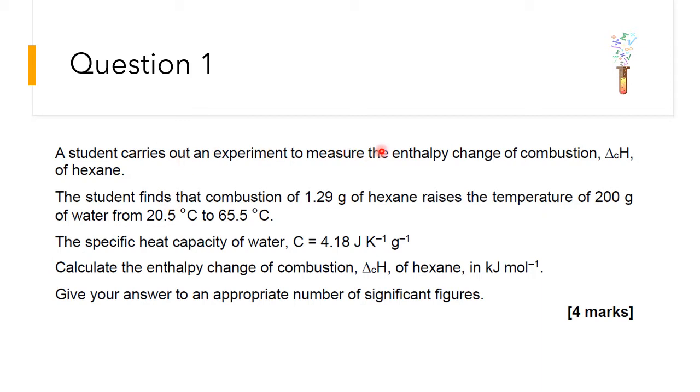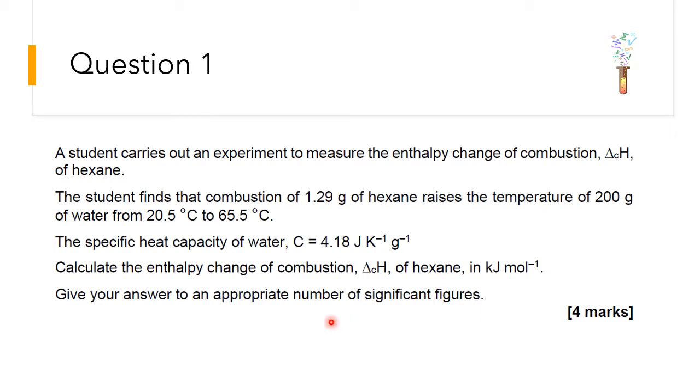So we have got a student carries out an experiment to measure the enthalpy change of combustion of hexane. So the combustion is burning hexane in oxygen. The student finds that the combustion of 1.29 grams of hexane, so they're burning 1.29 grams of hexane underneath a beaker of water, and 200 grams of water rose from 20.5 degrees C to 65.5 degrees C. They've given us the value of C. That usually gives us a clue that we might need to use that calculation with C, Q equals MC delta T, and they want us to find the enthalpy change in kilojoules per mole and give our answer to an appropriate number of significant figures.